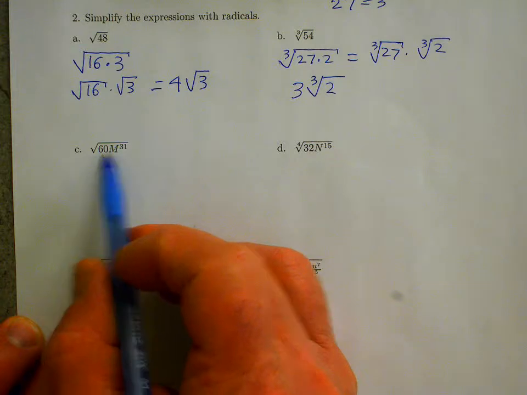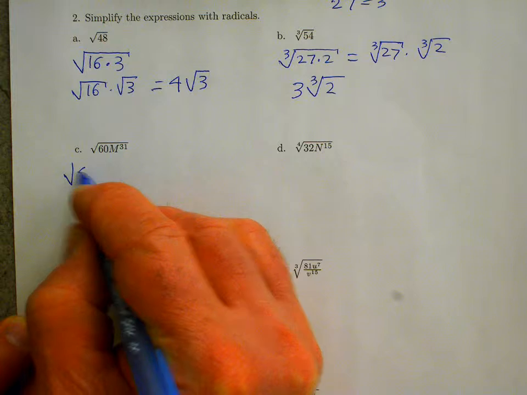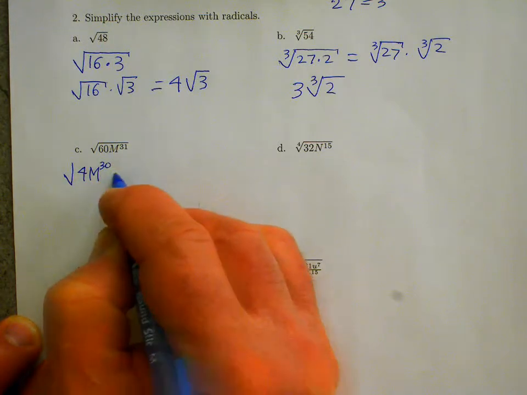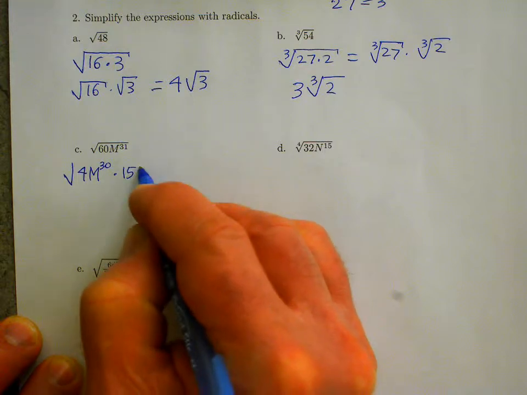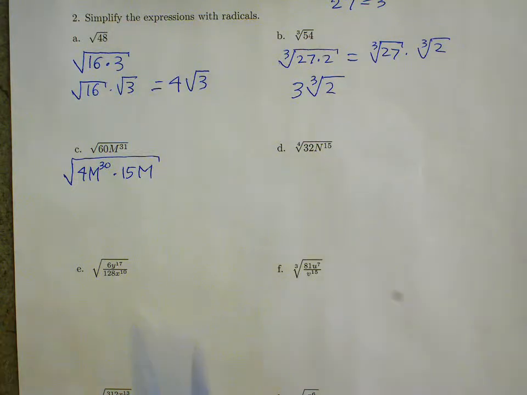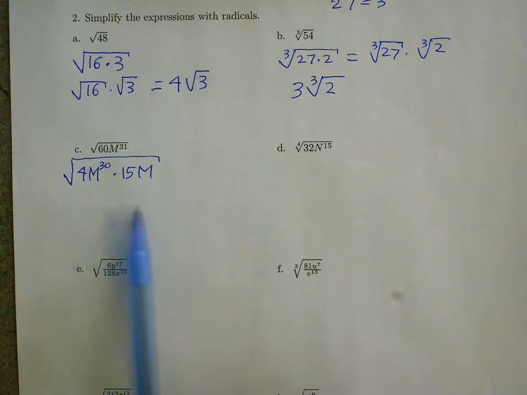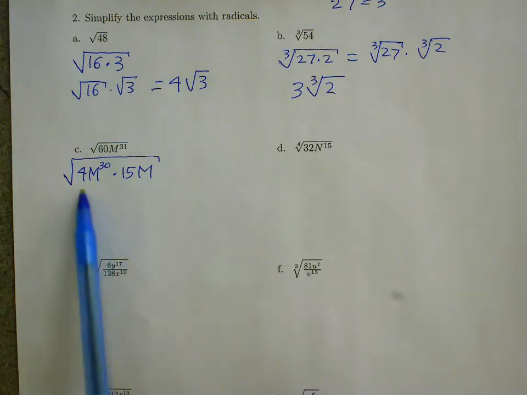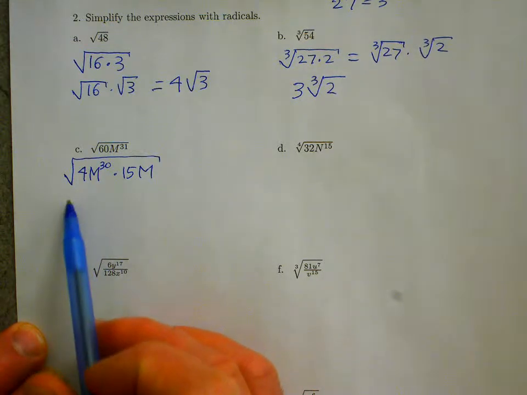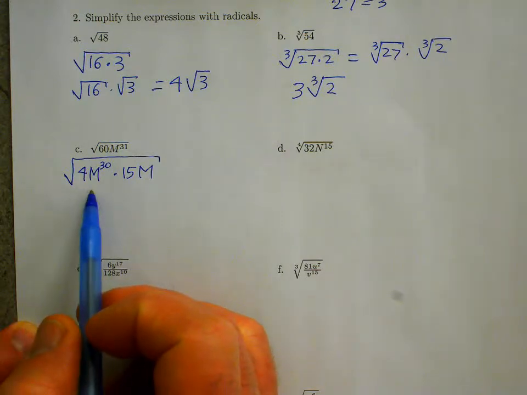Okay, so let's rewrite this as the square root of 4 times m to the 30th times 15m. What's inside the radical is equivalent to 60 m to the 31st if you were to multiply those. But I put the perfect square factors farther to the left. You don't have to do that if you don't want to, but in the next step, we'll write the simplified answer.